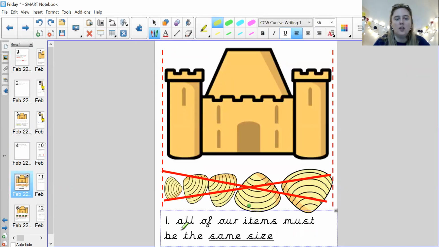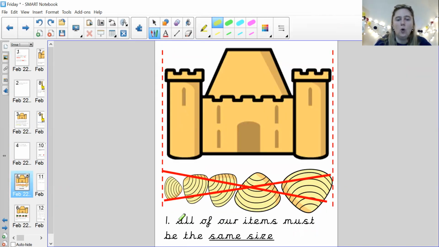So the first rule is all of our items must be the same size. So this doesn't work because this shell is smaller than these shells. So all the shells, we could use shells, but they would have to be the same size, okay? That's rule number 1.